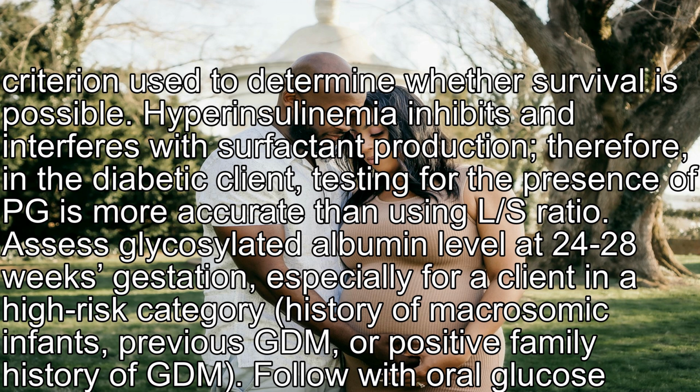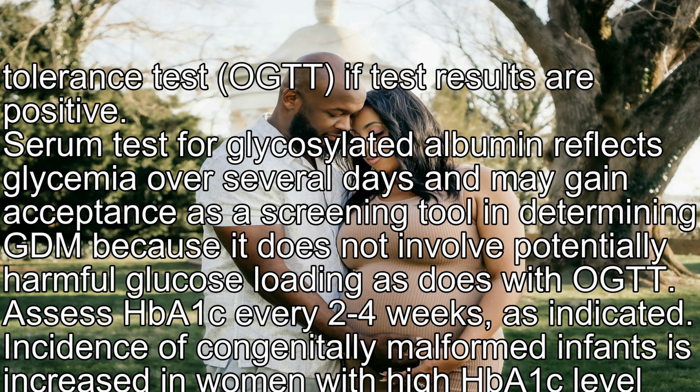Hyperinsulinemia inhibits and interferes with surfactant production, therefore in the diabetic client, testing for the presence of PG is more accurate than using the L/S ratio. Assess glycosylated albumin level at 24-28 weeks gestation, especially for a client in a high-risk category: history of macrosomic infant, previous GDM, or positive family history of GDM. Follow with an oral glucose tolerance test if test results are positive.